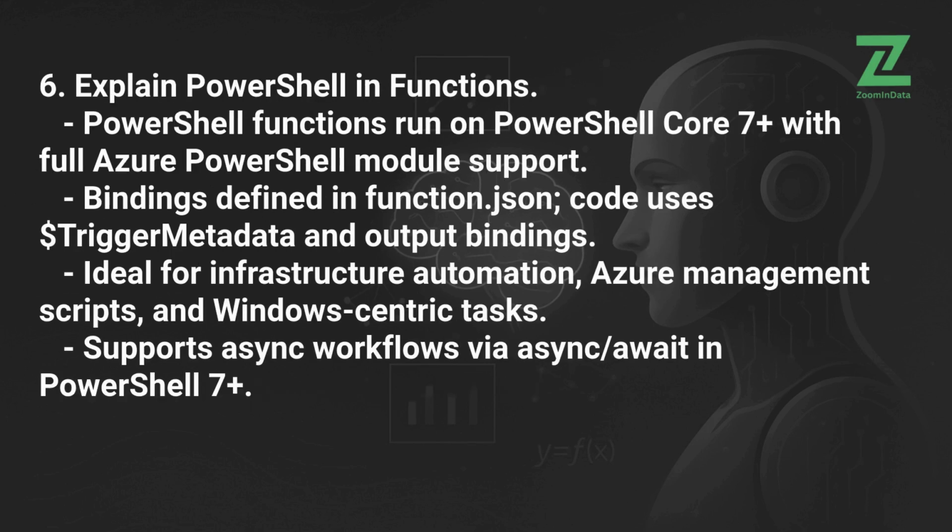6. Explain PowerShell in functions. PowerShell functions run on PowerShell Core 7 Plus with full Azure PowerShell module support. Bindings defined in function.json. Code uses $TriggerMetadata and output bindings. Ideal for infrastructure automation, Azure management scripts, and Windows-centric tasks. Supports async workflows via async, await in PowerShell 7 Plus.